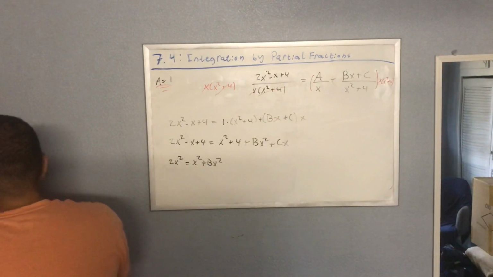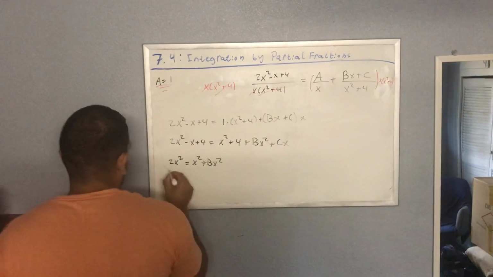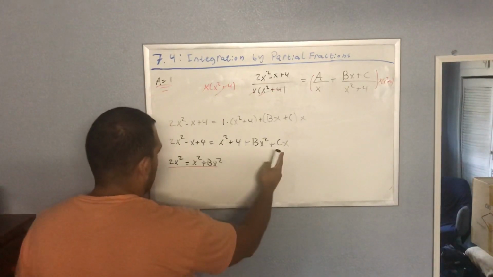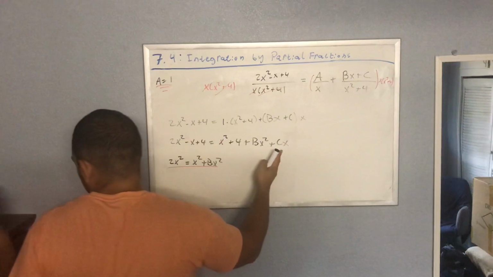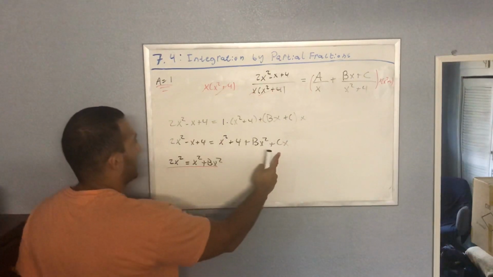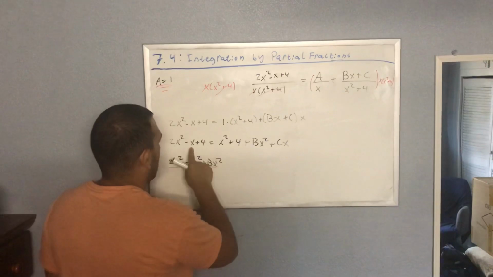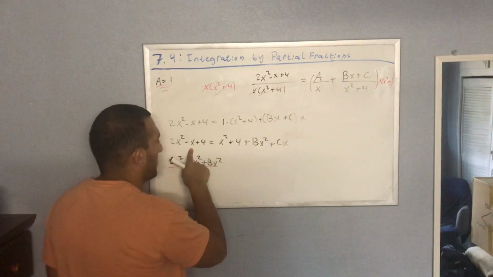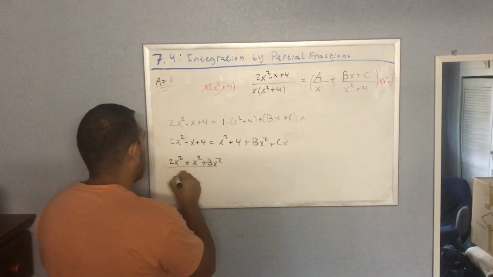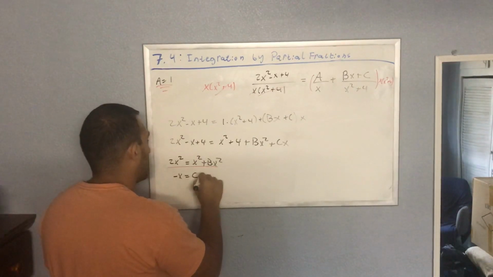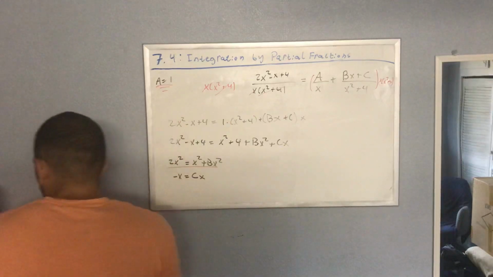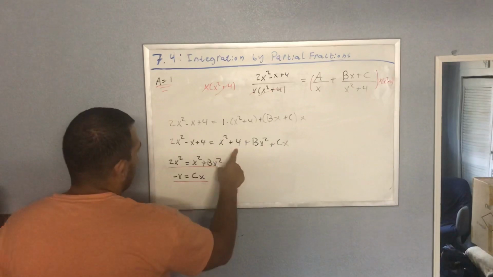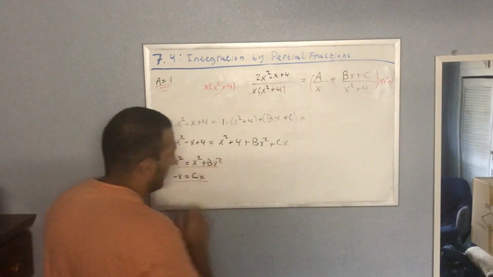And similarly, this is the only term with an x in it. So c should be chosen such that this ends up being negative x. So again, we get negative x should be equal to cx. And then last but not least is the constant. Well, this constant is 4 and that's 4, so that's good.